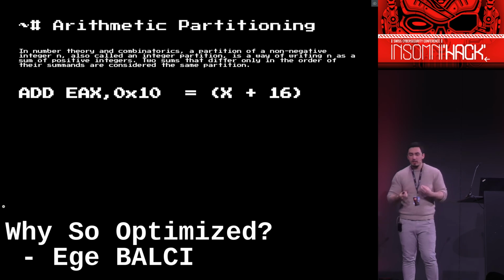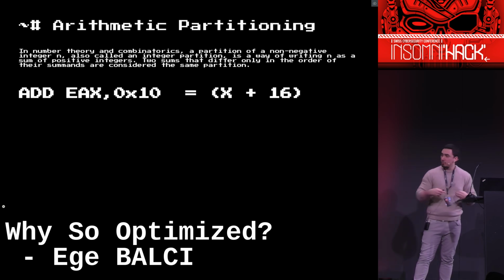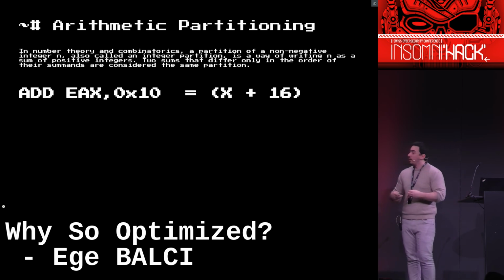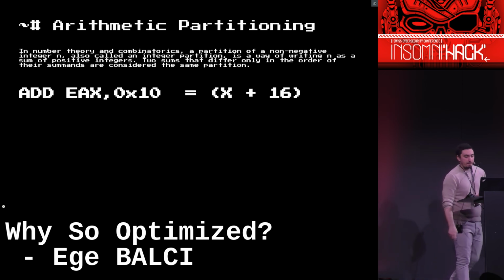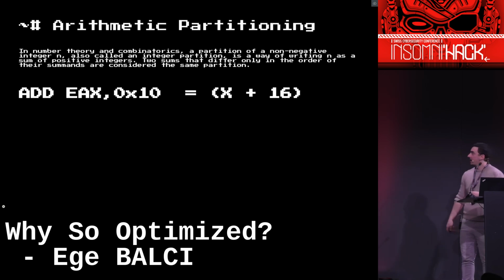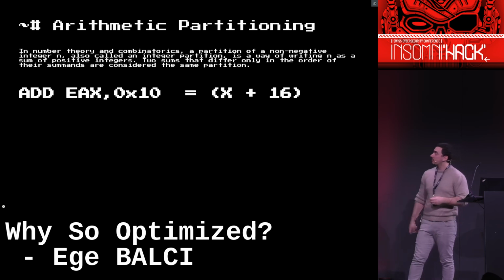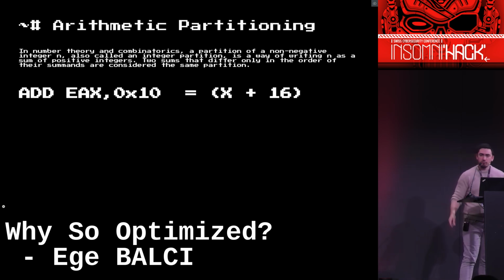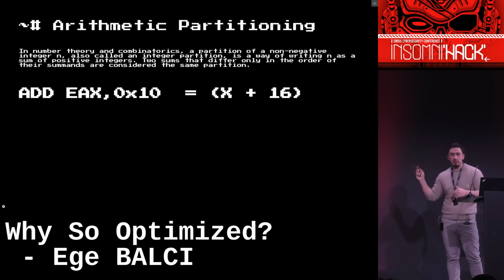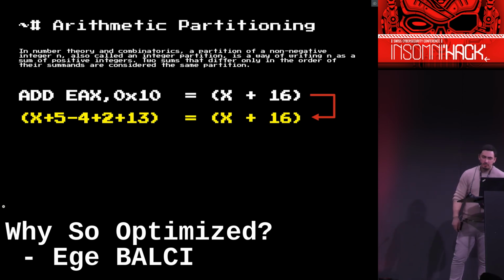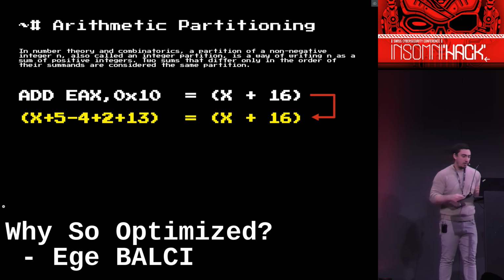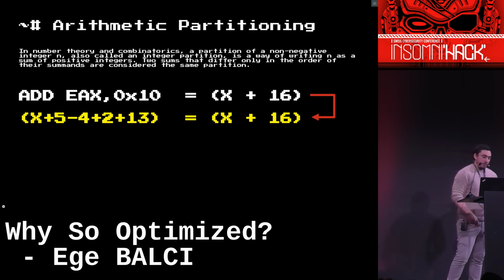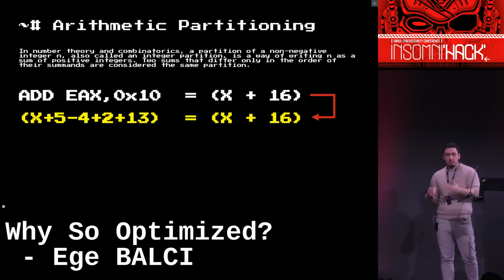That's the two main ways. And in this one, we will try to change the immediate value. So here we have a simple example. We are adding 16 to the EAX register. We can simply represent it as x plus 16. So we will be partitioning the immediate value. So we can say x plus 5 minus 4 plus 2 plus 13. So it amounts to the same. So for the sake of size, we will only partition once.